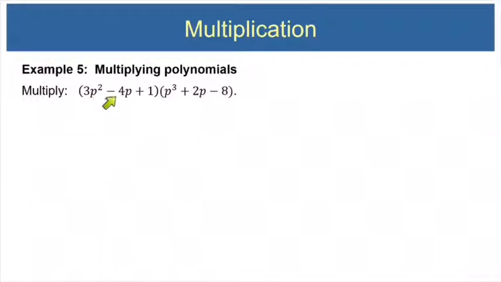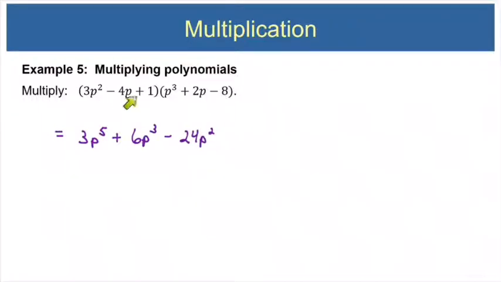So we have 3p squared minus 4p plus 1, and that's all going to be multiplied by p to the third plus 2p minus 8. So what we're going to do is very carefully, just one at a time, distribute 3p squared, and then we'll distribute the minus 4p, and then we'll distribute the 1. So 3p squared times p to the third is going to be 3p to the fifth. 3p squared times 2p is going to be 6p to the third. And 3p squared times minus 8 is going to be minus 24p squared.